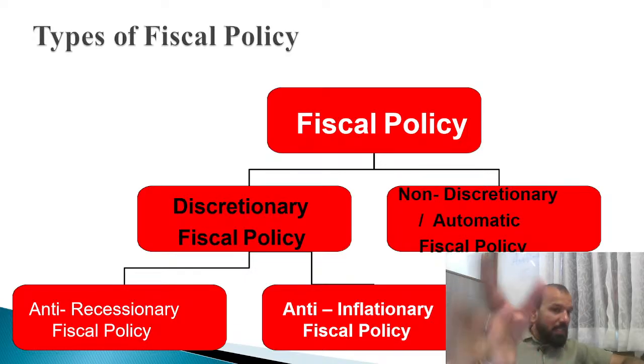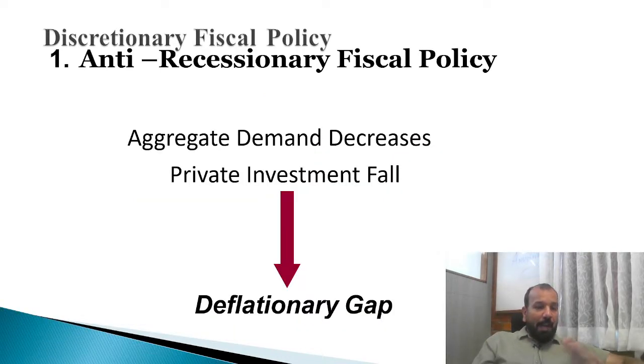So in terms of anti-recessionary, what do we have to do? In anti-inflationary, what do we have to do? In anti-recessionary, the example I have given is all about it: cut down the taxes or increase the slabs. Anti-inflationary means we have more inflation, then you have to increase the taxes. Anti-recessionary fiscal policy: aggregate demand decreases, private investment falls, deflationary gap. If there is no demand in the market, private investment will fall. When private investment falls, there is more unemployment, more deflationary gaps.